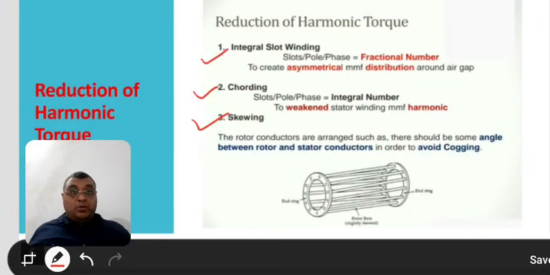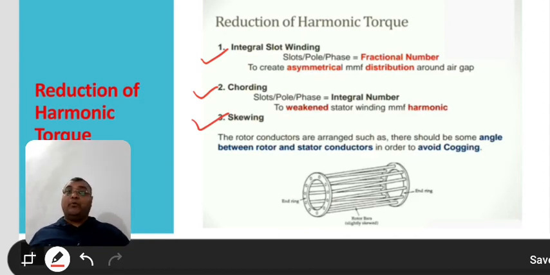Okay, so as we have seen in the last slide, what are the effects of the harmonic field on the performance of a three-phase induction motor? The harmonic torque which is produced causes what effect? If I ask you, the answer will be cogging and crawling. Okay, these are the effects of harmonic torque, right?